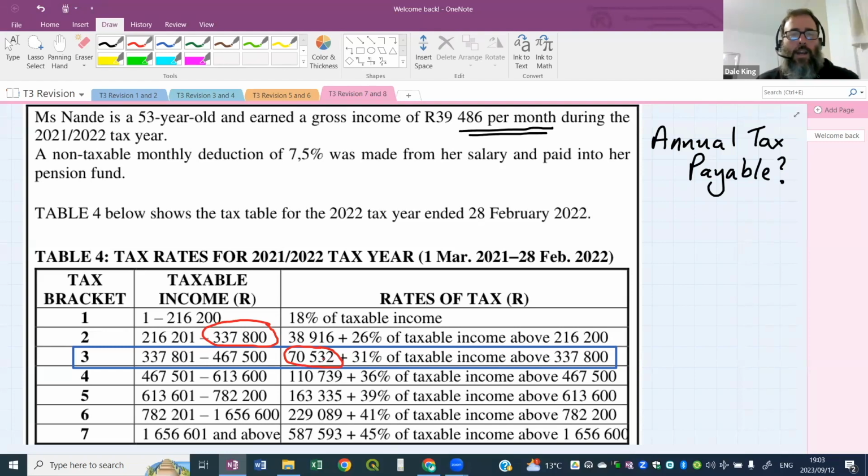Okay, so we'll actually test that on Thursday to check, but that's why we have 70,532. It's the maximum tax you're going to pay for bracket 2. And now we're going to add on what you got to pay for bracket 3, and it continues. So in the next bracket, 110,739 is the maximum for bracket 3. Does that make sense? We'll test that on Thursday as well.